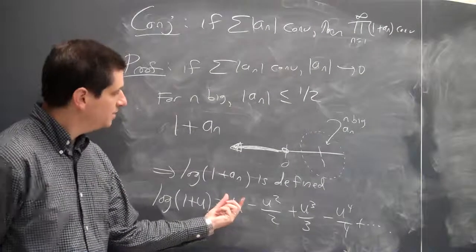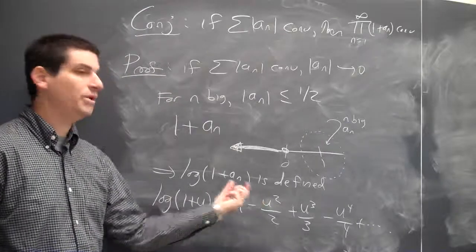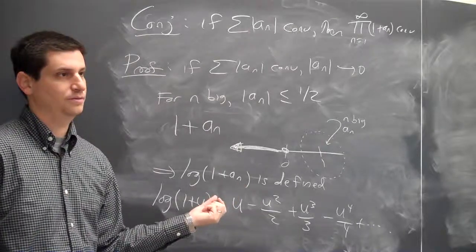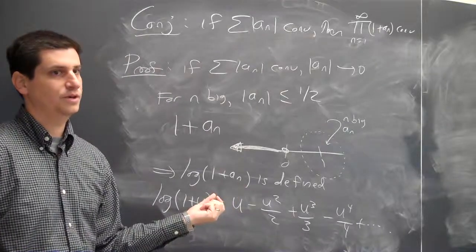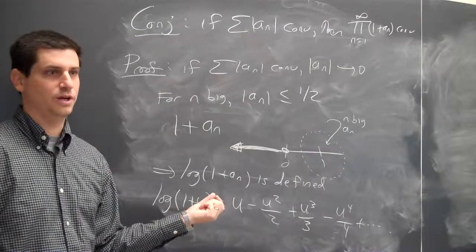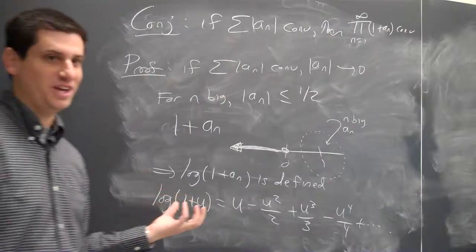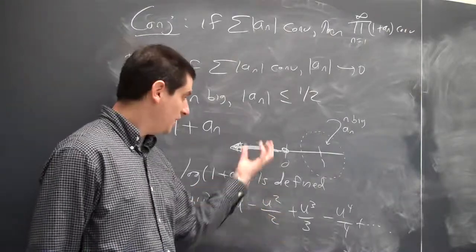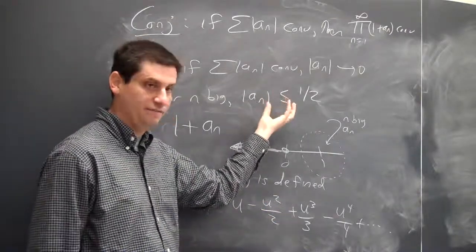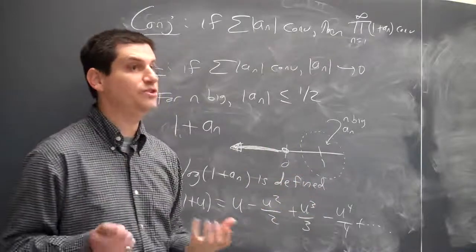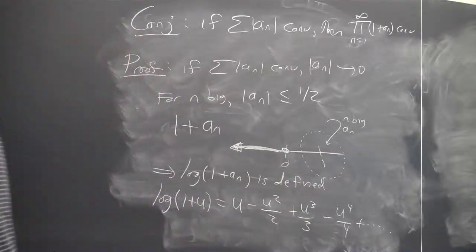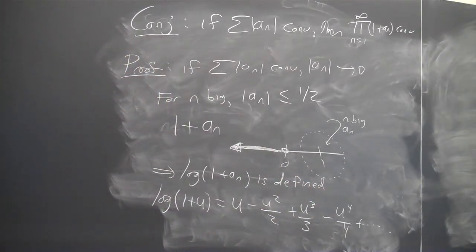Now, if the absolute value of an converges, what about an squared? Converges. Why? It has to be going to 0 faster, right? Because my ans are going to be less than 1/2 from some point onward, when I square them, they're even smaller. So if it converges before, it still converges. Okay?